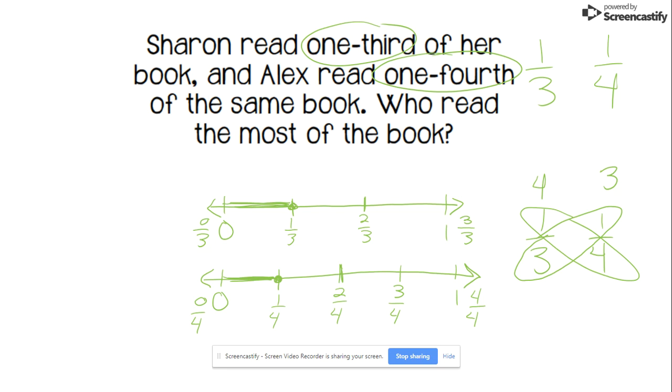And the fraction with the bigger number on top is going to be the bigger amount, so 1/3, and that matches what we had in our drawing. So again, my question says who. I need a name. 1/3 is not answering who read the most. So the person who read 1/3 of the book would be Sharon, and that would be your answer.